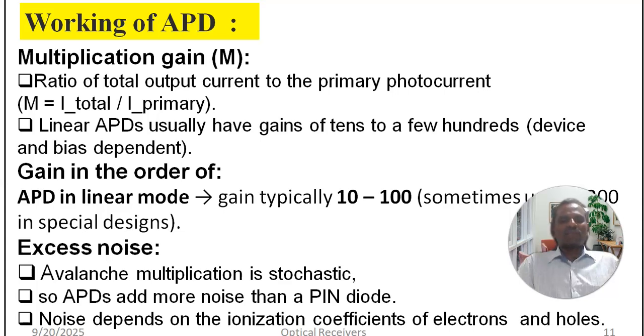This avalanche multiplication process is a stochastic process, so this will add more noise than a PIN photodiode. The noise depends upon the ionization coefficient of electrons and holes.